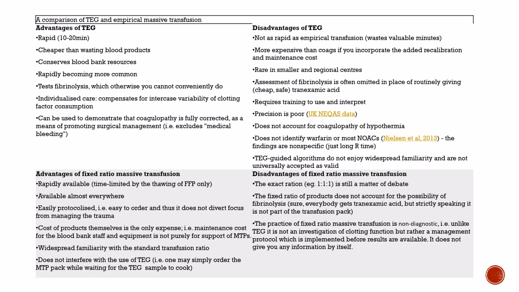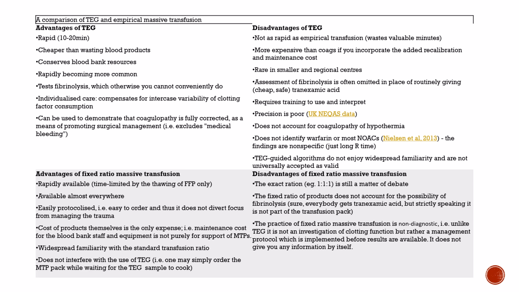Hideously big slide here. Have a look at this, because these are the advantages and disadvantages of thromboelastograms, and the advantages and disadvantages of using fixed ratio massive transfusions. This feels like exactly the kind of question they would put into a paper. List the advantages, list the disadvantages.